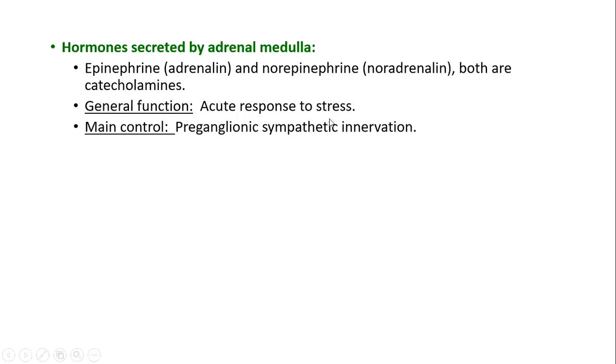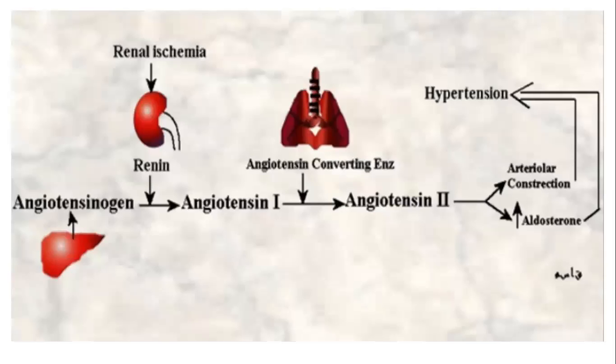The general function of these hormones is in acute response to stress. When there is an acute response to stress, these hormones will be secreted. The main control will be the preganglionic sympathetic innervation. Usually, it will be secreted under the preganglionic sympathetic innervation. So these are the epinephrine and norepinephrine. Now coming to the process of how these hormones will actually function.